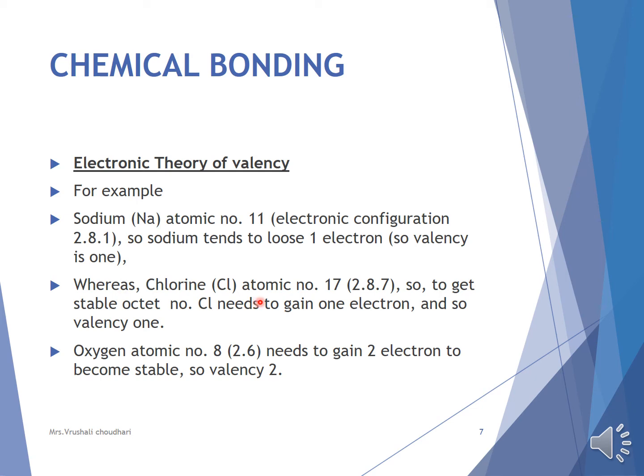Chlorine has atomic number 17, configuration 2, 8, 7. Valence electron is 7. To complete the octet it requires only 1 electron, so it will try to gain 1 electron and complete the octet. So valency is 1. Oxygen has atomic number 8, configuration 2, 6. To complete the octet it requires 2 electrons, so valency is 2.